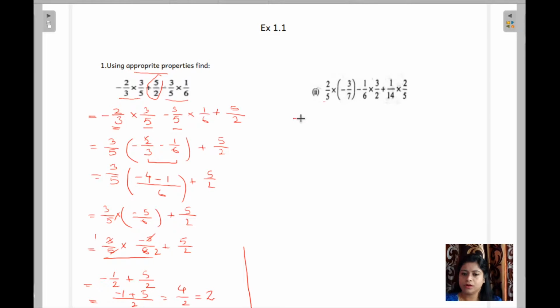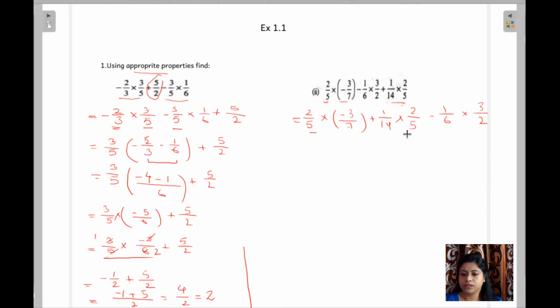Number 2 is: 2 by 5 multiplied by minus 3 by 7 minus 1 by 6 multiplied by 3 by 2 plus 1 by 14 multiplied by 2 by 5. Now we can see 2 by 5 is present in both terms. So we will write these two terms together: 2 by 5 multiplied by minus 3 by 7 plus 1 by 14 multiplied by 2 by 5, minus 1 by 6 multiplied by 3 by 2.